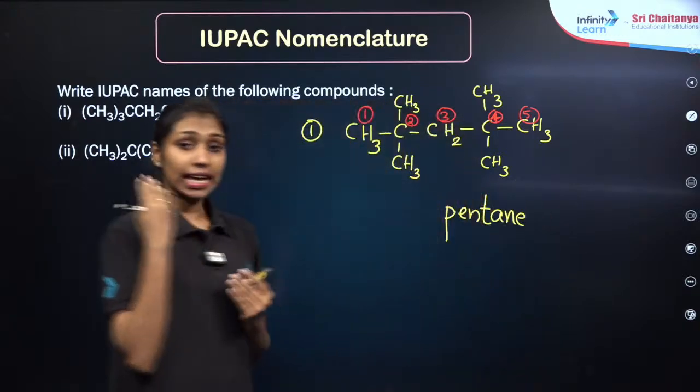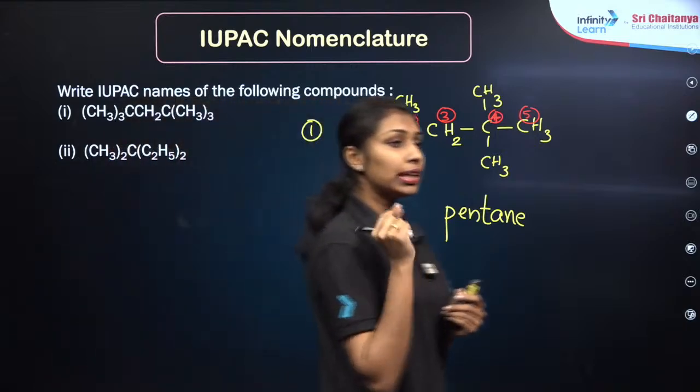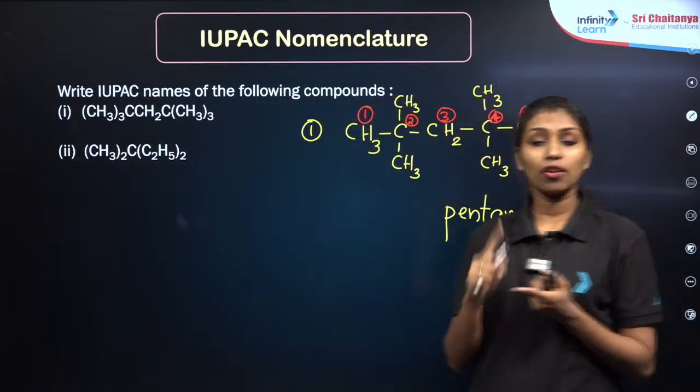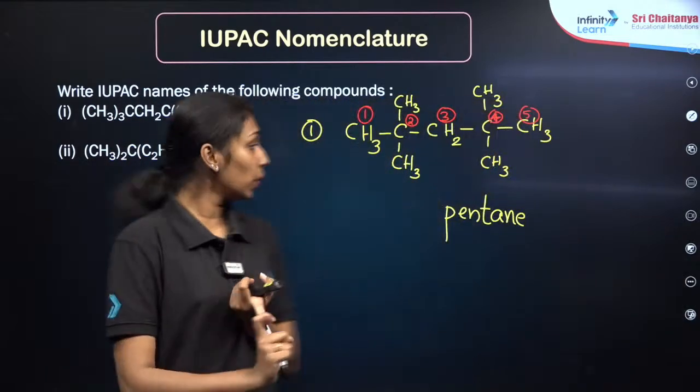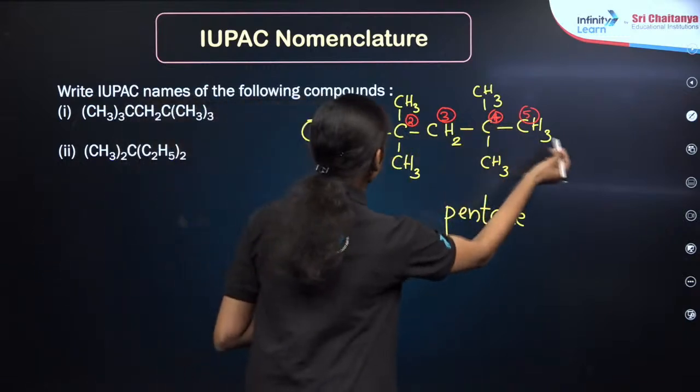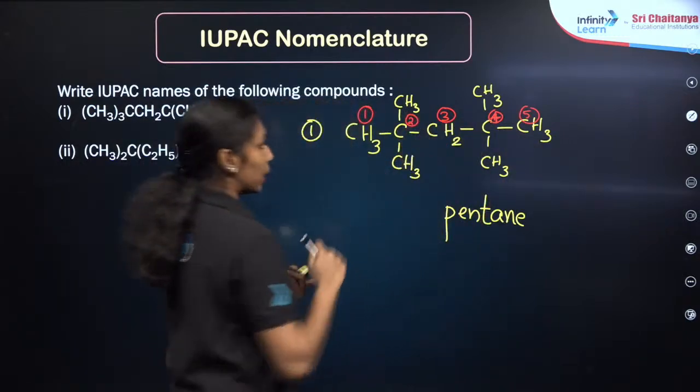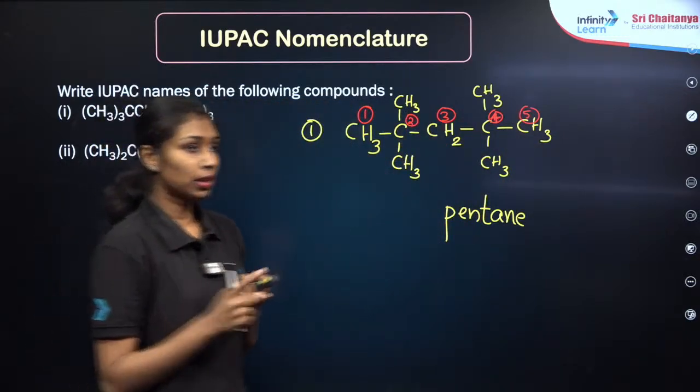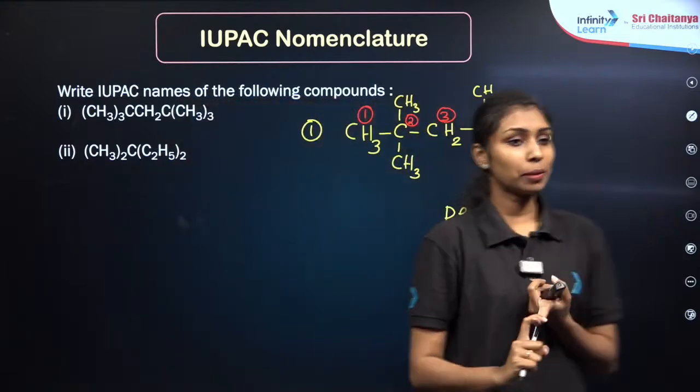Now, are there any branches present? You need to name the branches also along with their position numbers, right? So this will be our numbering. In the second position, there is a 2-methyl group, right? 2-methyl group. Are you able to understand my point?